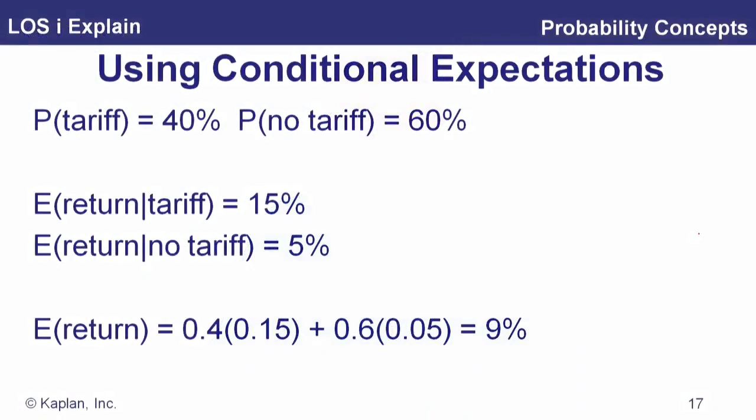So given all that, we want to develop the expected return. And so it's, again, just a probability-weighted average of the two outcomes. 40% times 15% and 60% times 5%. Add them up, and if we don't know anything about the imposition of the tariff or not, our expected return, our unconditional expectation, is 9%.